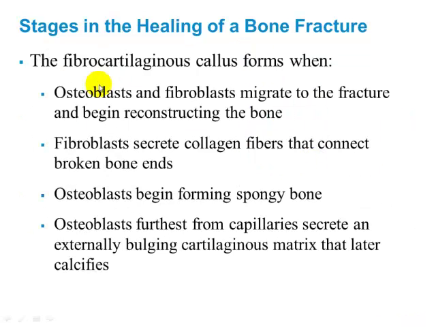What is going to occur here is you're going to see both osteoblasts and fibroblasts moving over to start reconstructing the bone. The osteoblast can lay down new bone. The fibroblast can lay down new connective tissue. Right? The fibroblasts are going to secrete the collagen fibers, and those are going to be the first things that connect the two ends of bones. Right? They're going to kind of scotch tape the bones together. The osteoblasts then are going to come in and they're going to start forming spongy bone, right? They're going to start actually connecting these over.